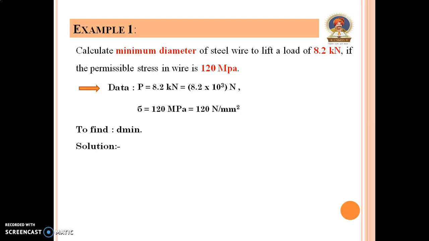Now to find this diameter, we are going to use the formula area A is equal to pi by 4 d square. By using this equation, we are getting the value of d. So as we know that stress is equal to P by A. By using this equation, first of all we calculate the area. So the equation is A is equal to P upon sigma. Now we are going to put the value of P and sigma in this equation.